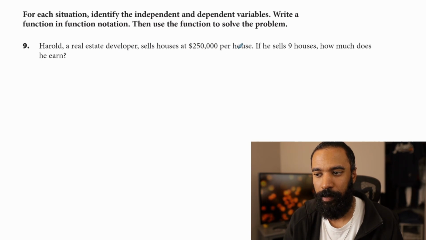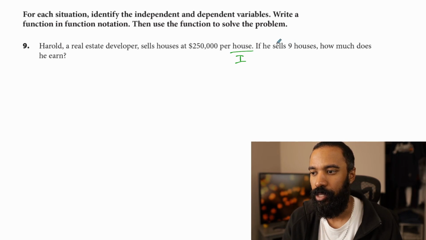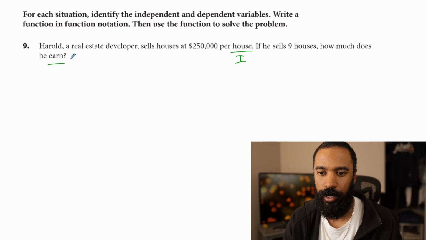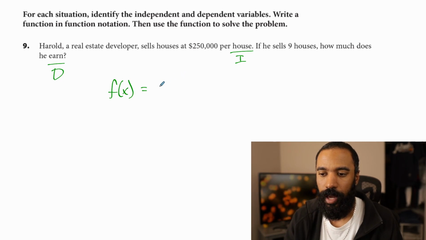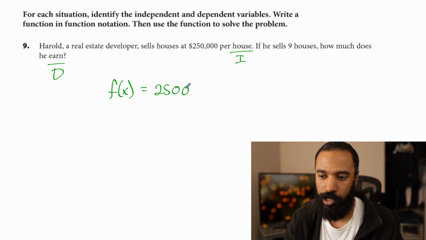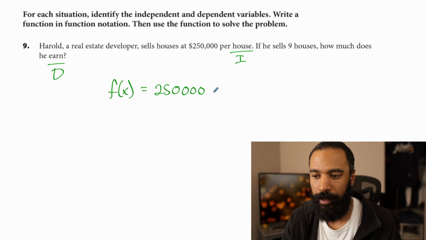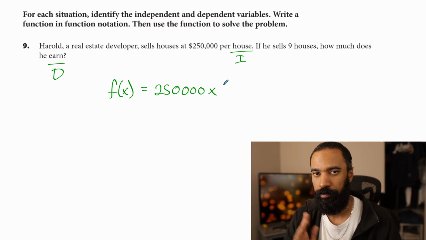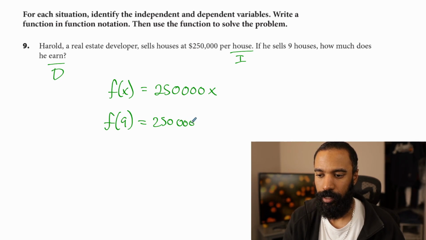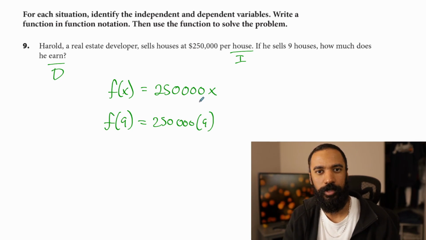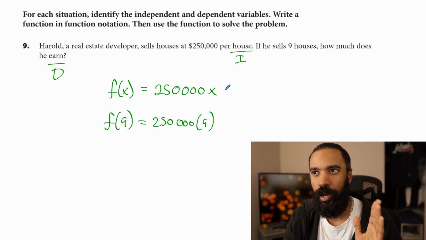Per house, based on the number of houses, independent. You can identify how much he earns, dependent for that. So how much he earns is a function of the number of houses that he sells. And it's also, of course, based on the cost, $250,000 per house times the number of houses. Boom, you get your value. So f of 9 equals 250,000 times 9. I'm going to start with 25 times 9 and add 4 zeros at the end.